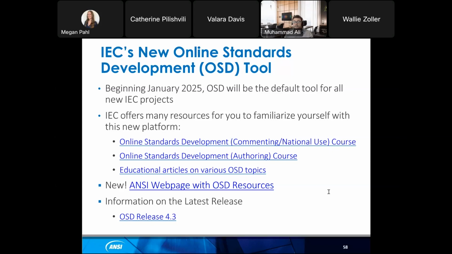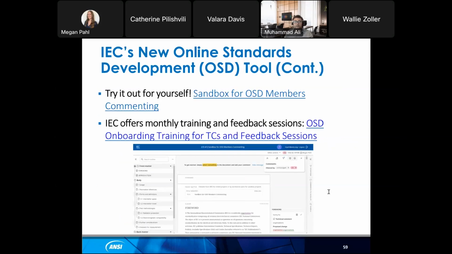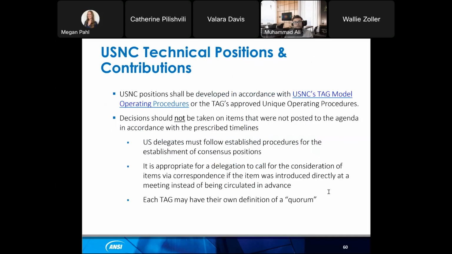And if you move on to the next slide, please. There is also a sandbox available for online standards development members commenting. You can try that if you are interested in trying that out yourself, or alternatively, you can attend one of the training sessions that are available through the IEC Academy, as well as the relevant USNC TAGs that are already making it available. So with that, let's move on to the USNC technical positions and contributions and how to submit those positions.